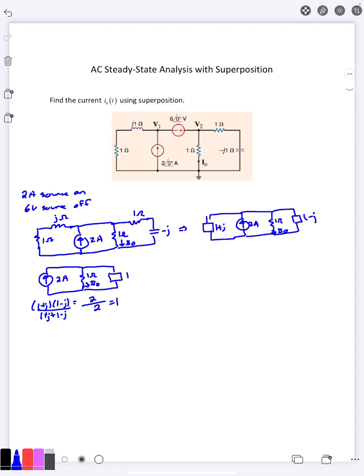So what that means is we are going to have an I0 using current divider as the total current times the impedance we're not at over the sum of the impedances. And this current source is going to give us 1 amp going into I0. Now again, that is not our final I0. That is just the value from the current source here. We need to now repeat using the voltage source.